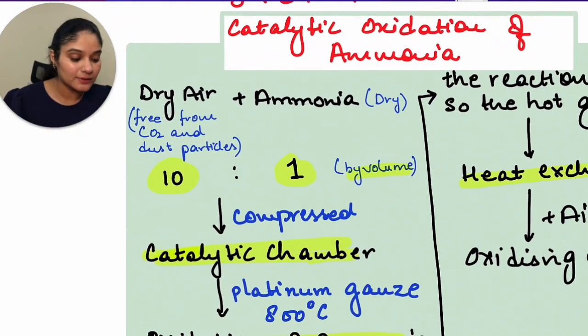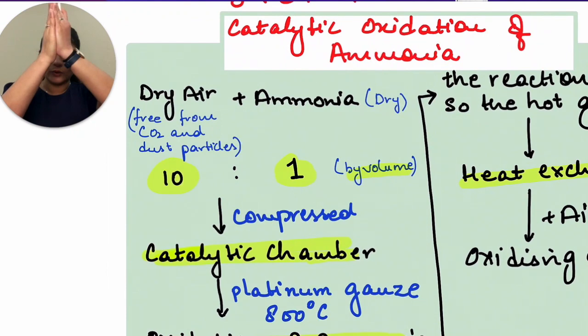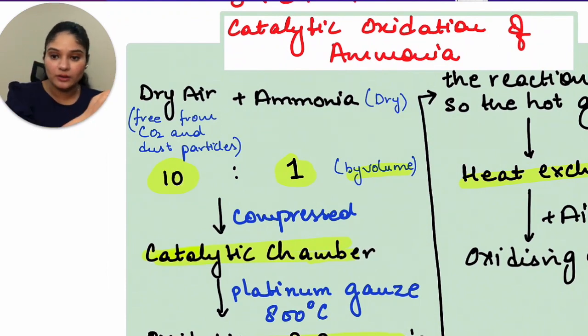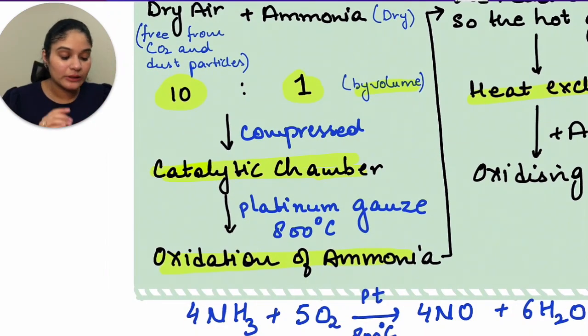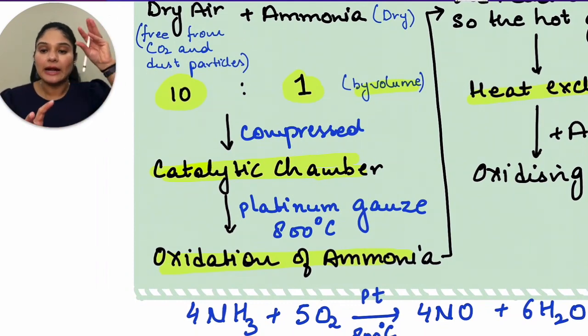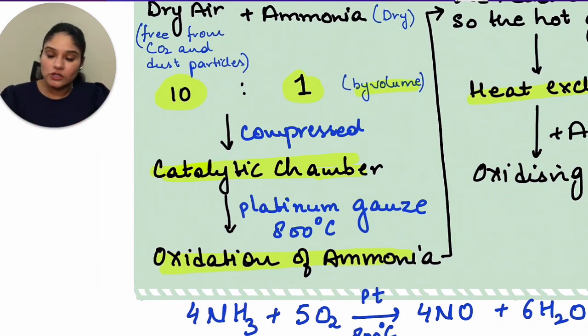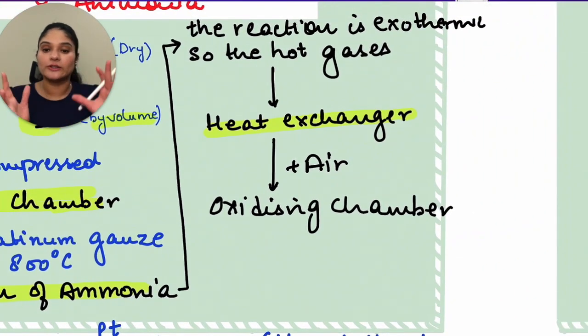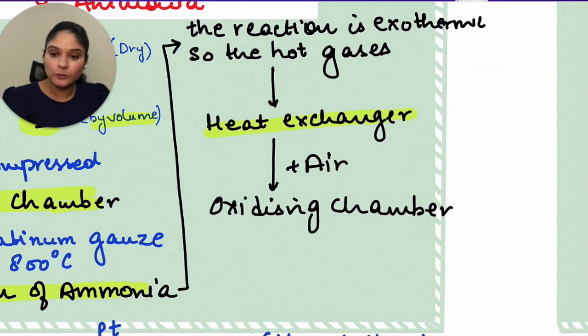Okay, let's look at it again. Dry air combined with ammonia in the ratio 10:1, compressed, moved to catalytic chamber. In the catalytic chamber, you have platinum gauze at 800 degrees Celsius. Oxidation of ammonia happens here. Since the oxidation of ammonia is an exothermic process, everything gets heated up. So you move all the contents to a heat exchanger. Heat exchanger is a cooling chamber. In this position, you add extra air to it and that you push to the oxidizing chamber.